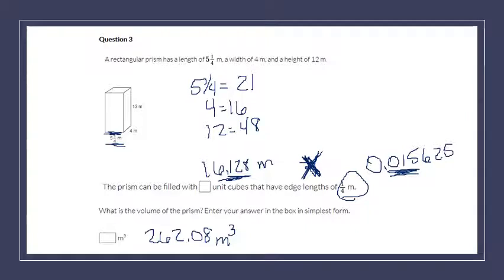Okay, so I'm glad I showed you that because I missed my math just a little bit. I'm going to do that again. 16,128 times 0.015625. There we go. Much better. I knew it should be a whole number, but that is 252 meters cubed.